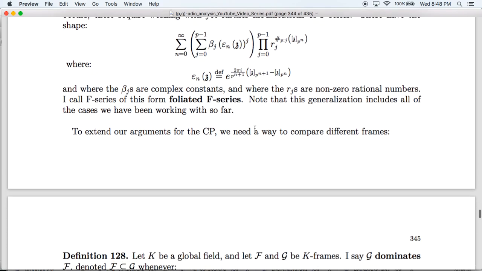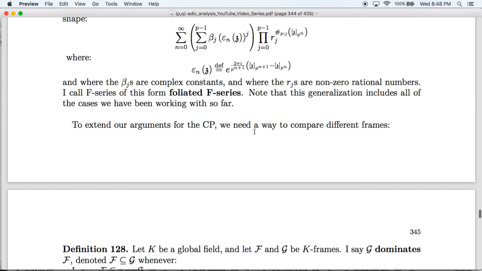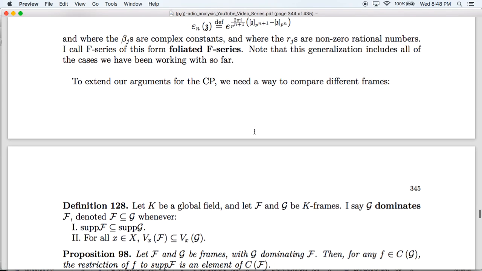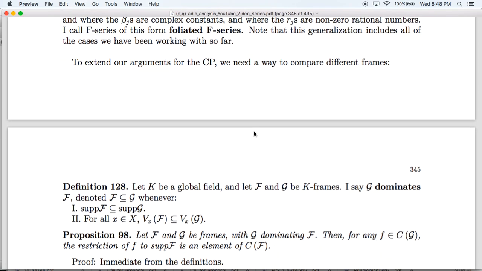So to extend our arguments for the CP, the next thing we need is a way to compare different frames. And to that end, let K be a global field, and let F and G be K frames. I say G dominates F, denoted like this, whenever the support of F is in the support of G, and whenever for all x in X, the places that F specifies at x is a subset of the places that G specifies at x.